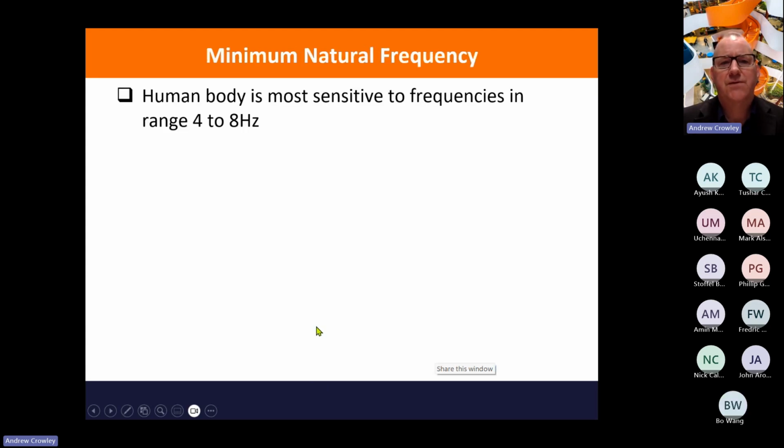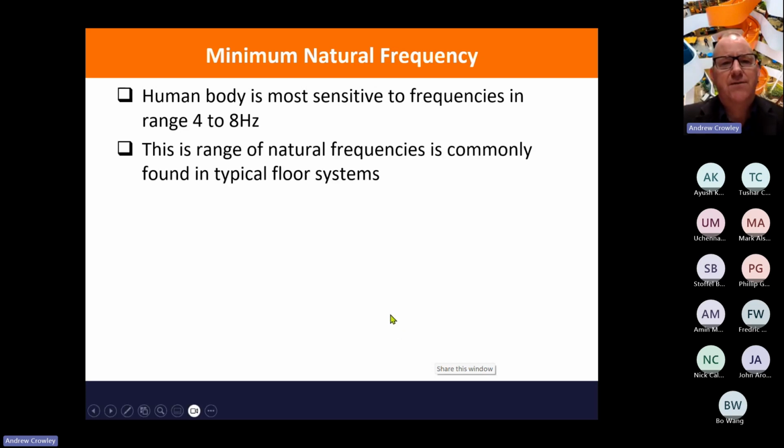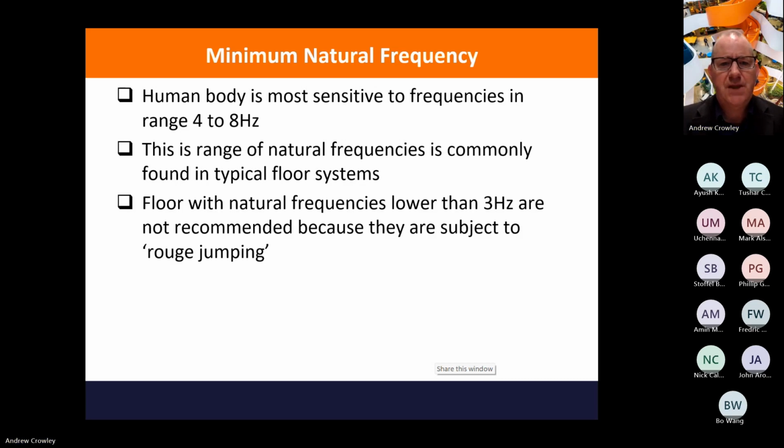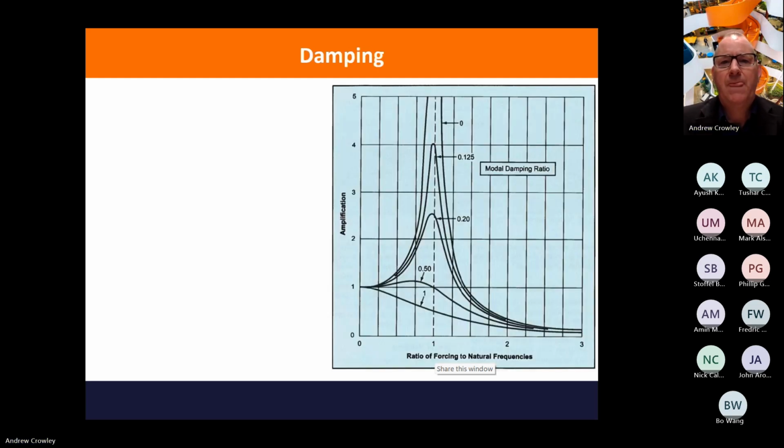So what's the minimum natural frequency? Well, the human body is most sensitive to frequencies in the 4 to 8 hertz range. Unfortunately, a lot of floors are built with a natural frequency in the 4 to 8 hertz range. Floors with natural frequencies lower than 3 hertz are not recommended because they're subject to rogue jumping. And the rogues usually being students jumping up and down, seeing how lively they can get their floor.